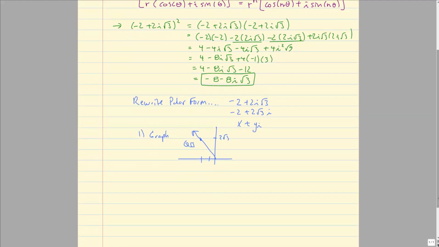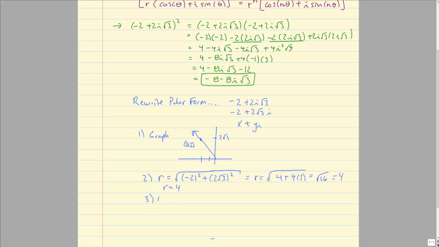Step 2, I need to find the radius. And radius is the square root of x squared plus y squared, and again, that has to be in parentheses, 2 root 3 quantity squared. So I have r equals the square root of 4, since negative 2 squared is 4, plus root 3 quantity squared, which is 3, so 12. 12 plus 4 is 16. Square root of 16 is 4. So r equals 4 here.